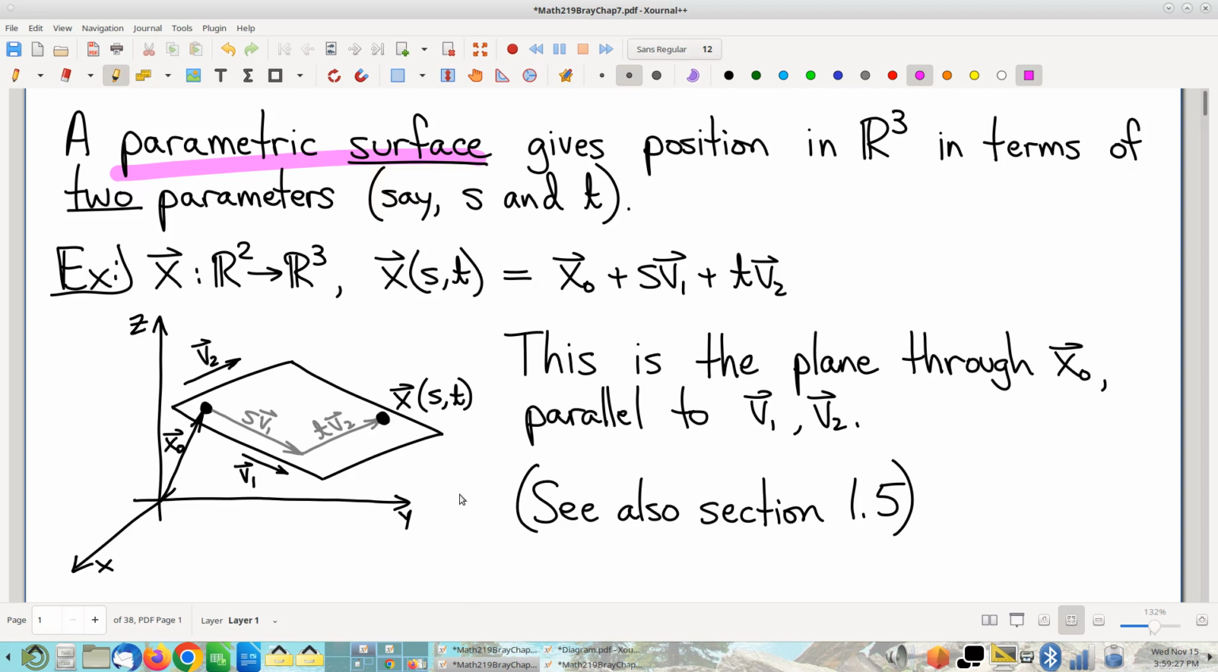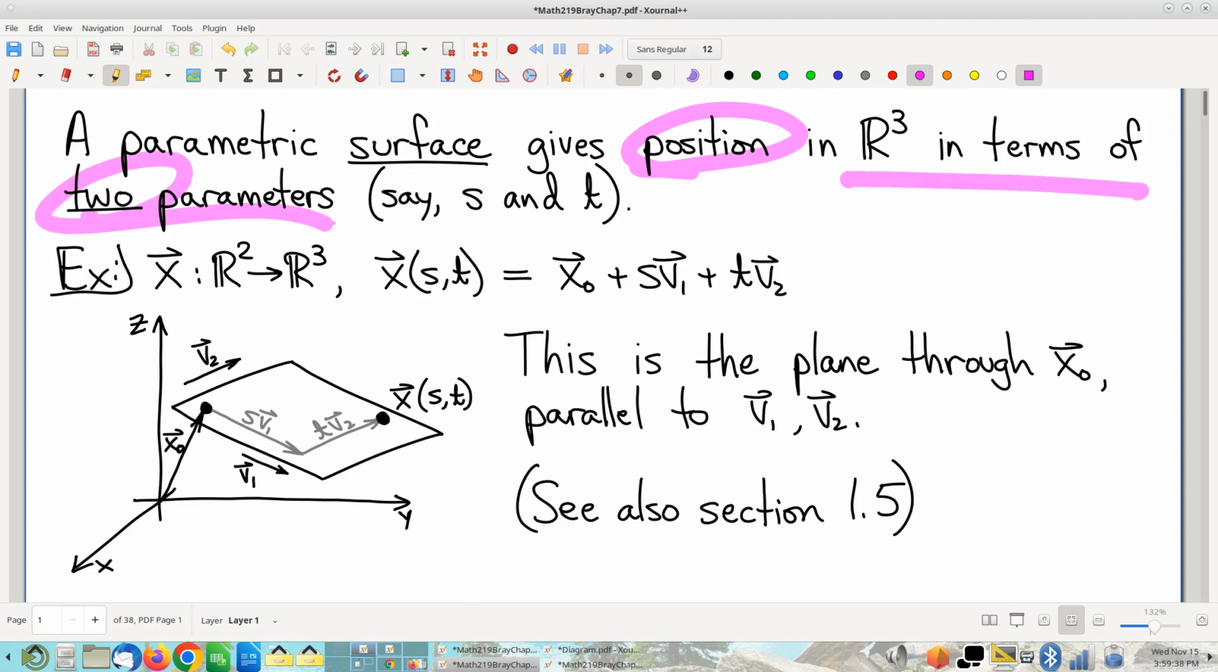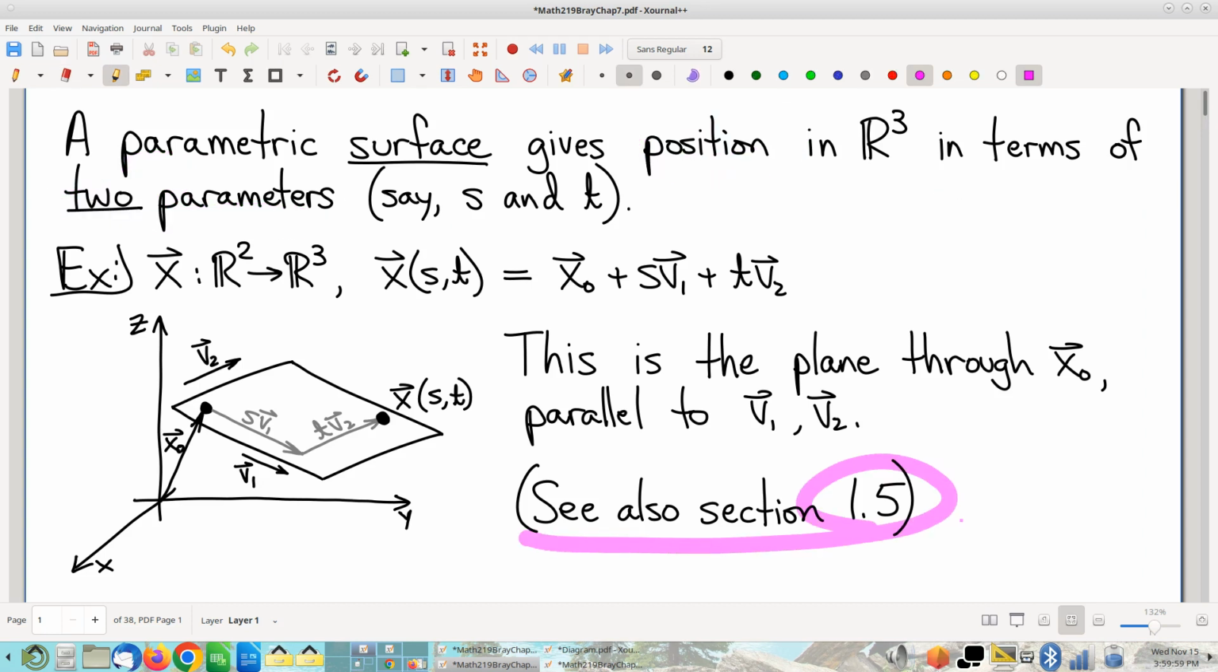Well, a parametric surface, very closely analogous. That's where you have position as a function of two parameters. That's all there is to it. It's the same basic idea. We're going to describe the actual points on this geometric object. It's just that we're going to describe them in terms of two parameters instead of one. So here's an example. In fact, this is an example we've seen before. This also goes back to chapter 1, section 1.5. Flip back and remind yourself.